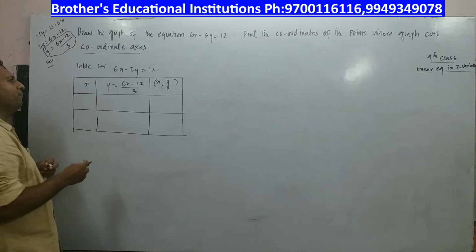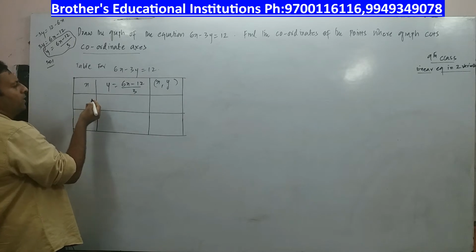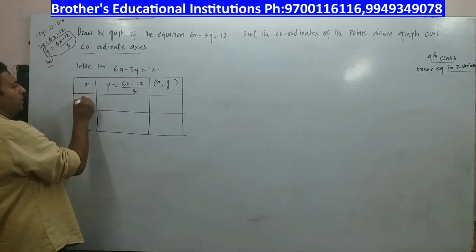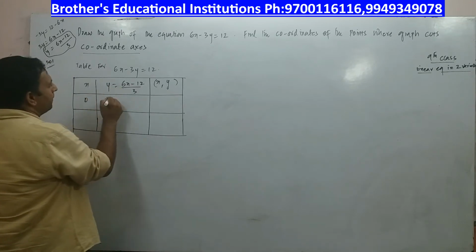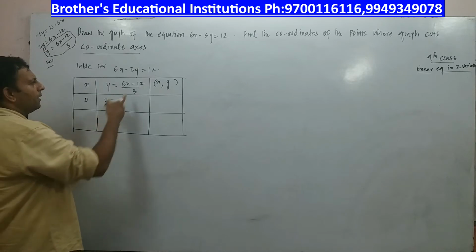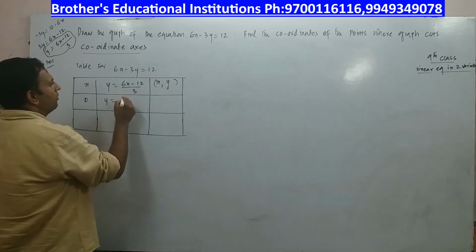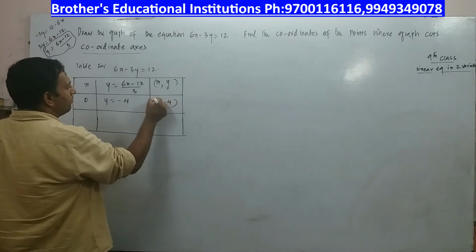So as I have told you, you can take x is equal to some random value. Let us take x is equal to 1, or you can start with 0. When you take x is equal to 0, y will be equal to 0 minus 12 by 3. What is 0 minus 12? Minus 12. Minus 12 by 3 is minus 4. So it is 0 comma minus 4.